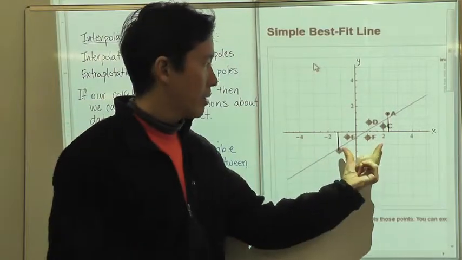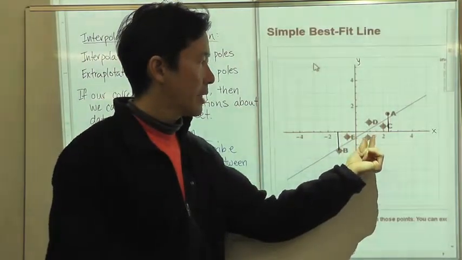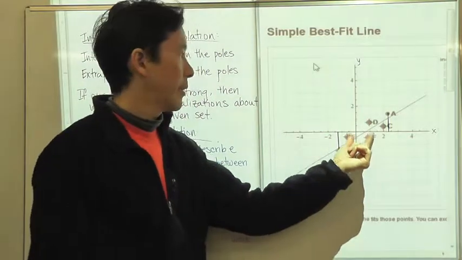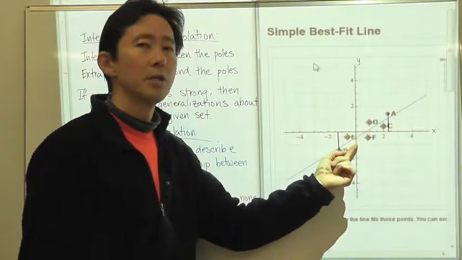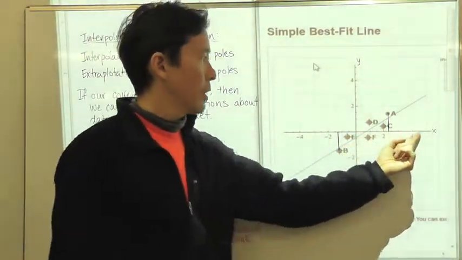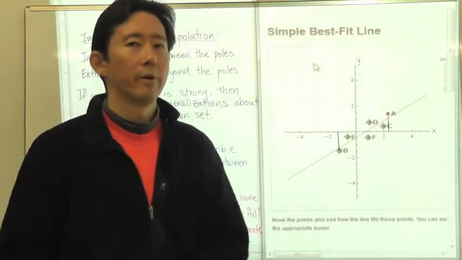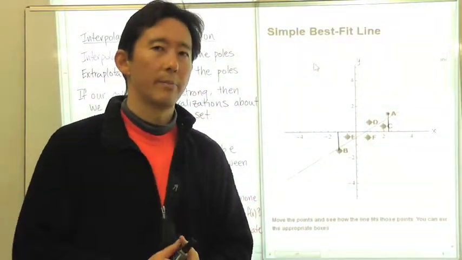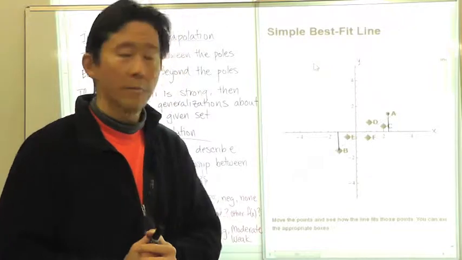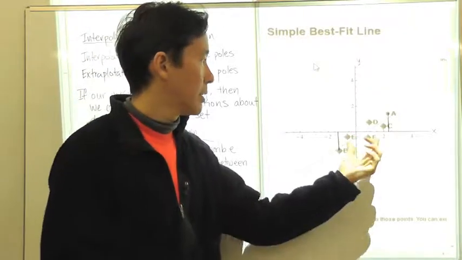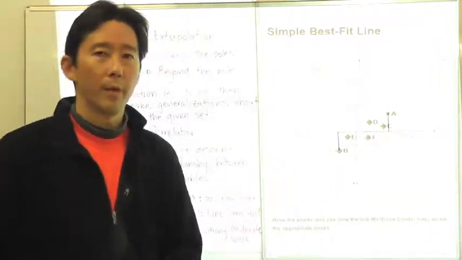So notice that our correlation is based upon the values that are between the poles, and therefore we have high reliability if our correlation is strong. If we try to extrapolate, we need to be very careful. There's less reliability because our correlation was not determined by any of those values beyond the poles.